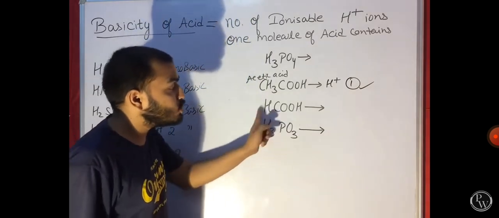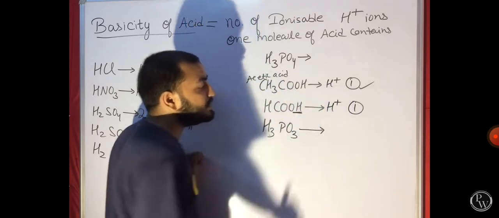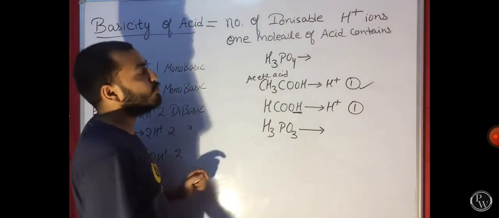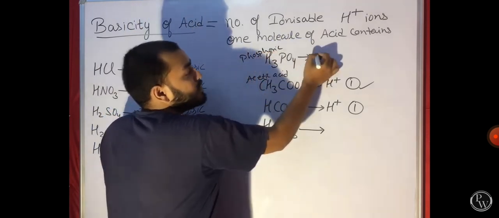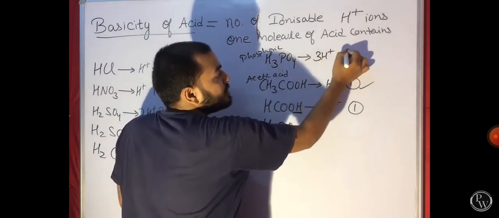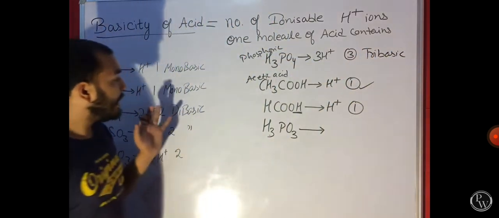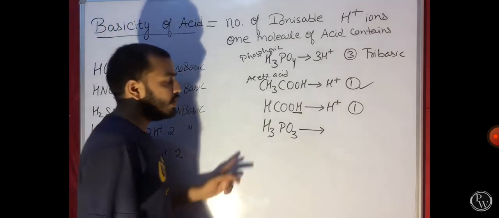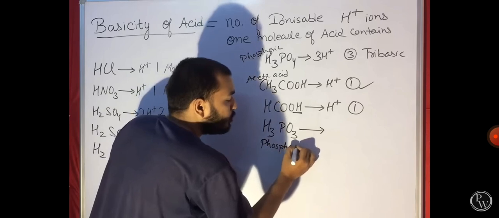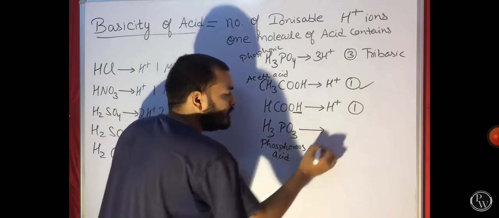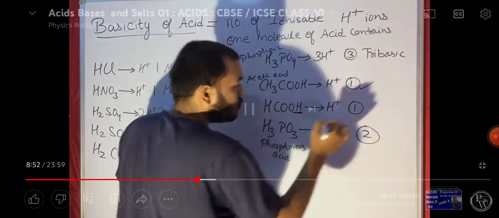Formic acid contains 2 hydrogen, but furnishes only one H plus, so again basicity 1. H3PO4, phosphoric acid, furnishes 3 H plus, so basicity 3, we call it tribasic. So monobasic, dibasic and tribasic. And H3PO3 is called phosphorus acid. Phosphorus acid gives only 2 H plus ions, so its basicity becomes 2.